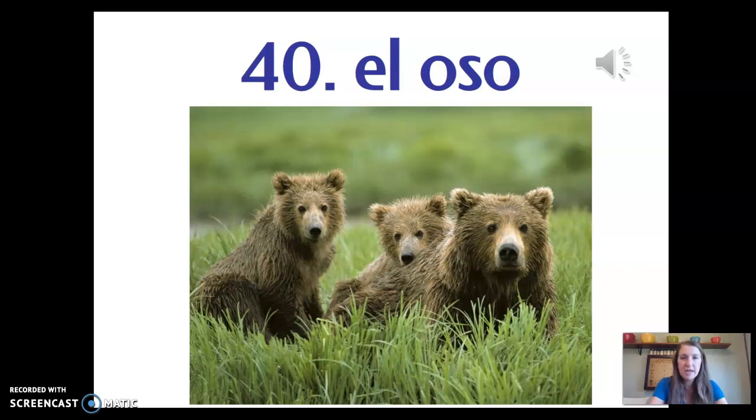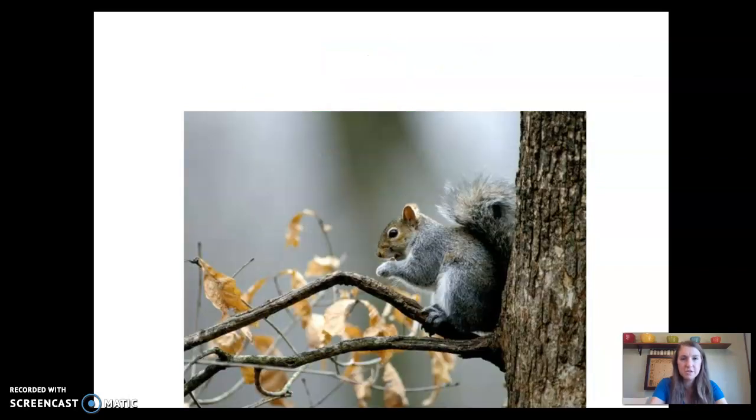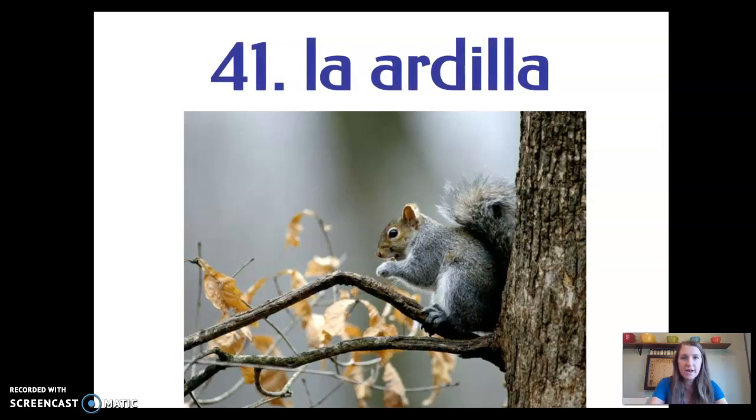El oso. There's a show, I don't know, some cartoon that kids talk about with Special Agent Oso. I can't remember what the cartoon is. You guys probably know.